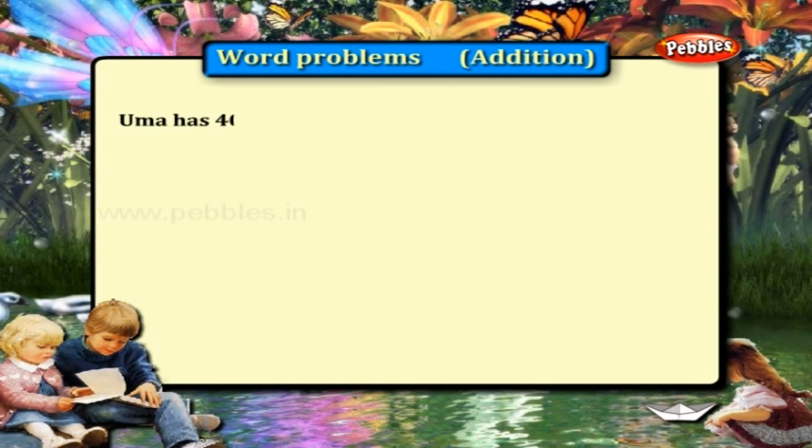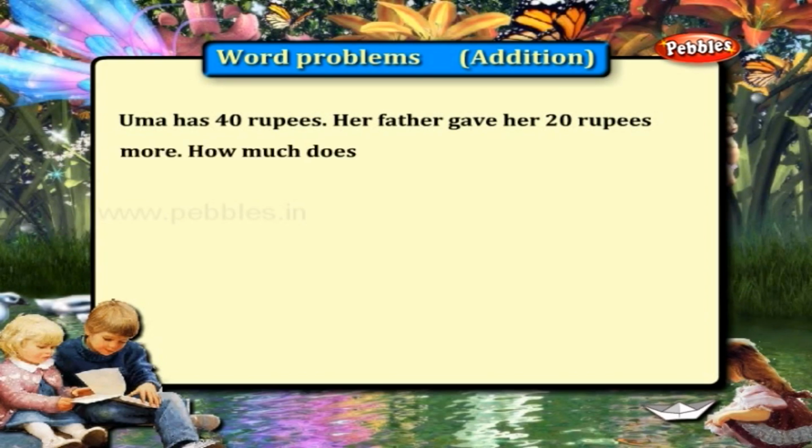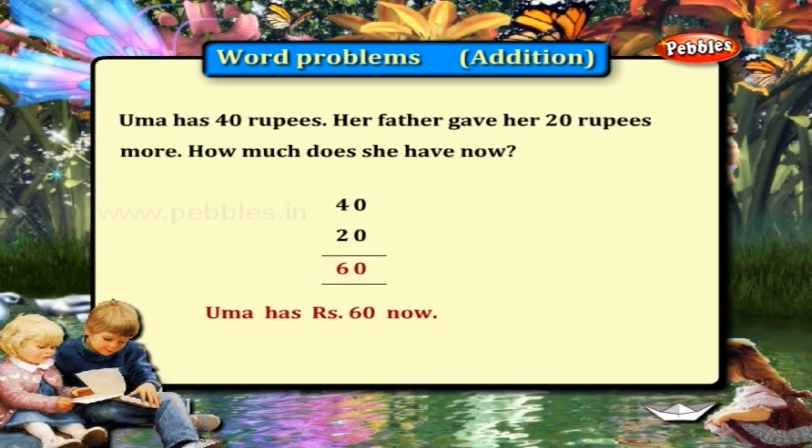Uma has 40 rupees. Her father gave her 20 rupees more. How much does she have now? 40 plus 20 is equal to 60 rupees.